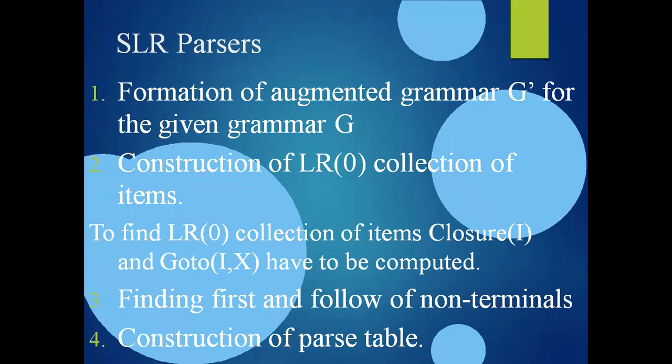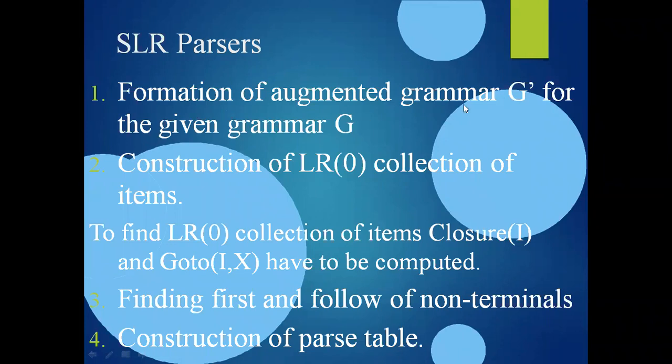What the first step is? Formation of augmented grammar G dash for the given grammar G. Means here we are adding a new variable, that is G dash, for the given grammar G. How we are adding, I will show in the example. Just see what the following steps are.